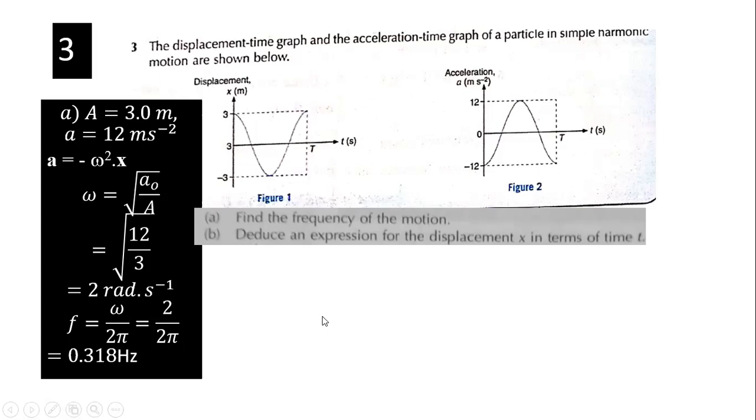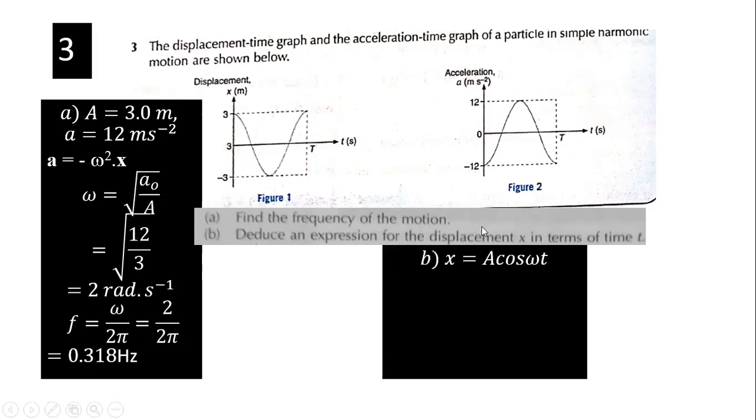Deduce the expression for the displacement x in terms of t. You want to write the equation. This is a cos graph. Amplitude is 3. So go to the general equation. That's the general equation. You start from 3, amplitude is 3. And then omega, we have got it as 2, times t.